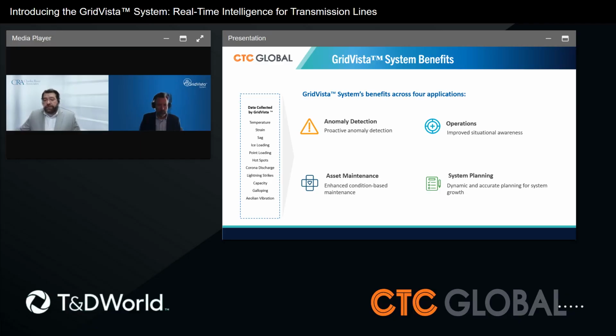GridVista provides real-time data and alerts on actual line conditions, including thermal levels, instead of forecasted or extrapolated operating conditions. GridVista is also capable of integrating asset condition data and weather system risk forecasts with existing EMS and other systems already within the organization.